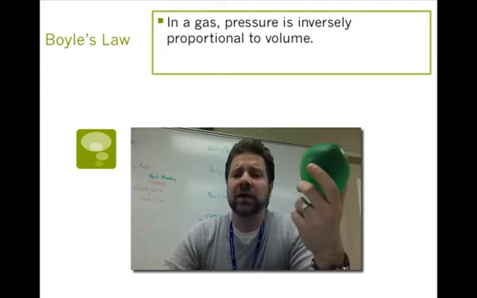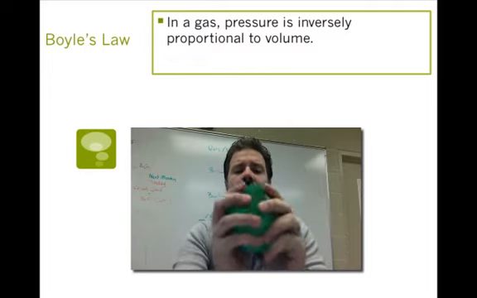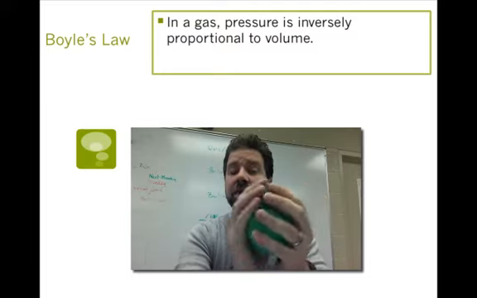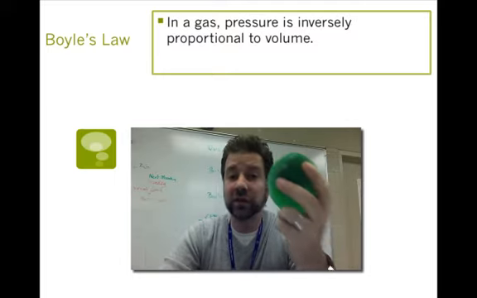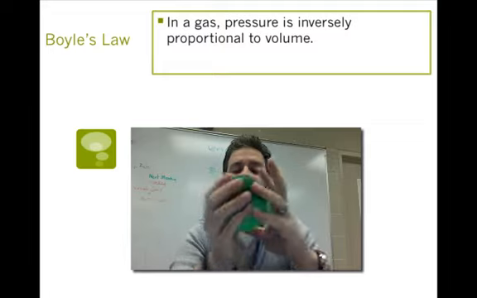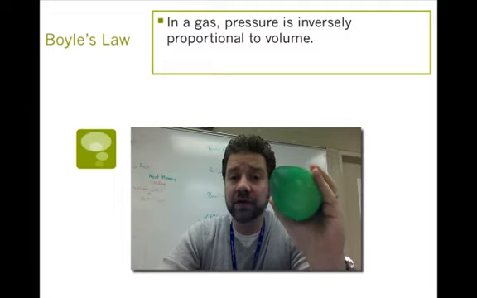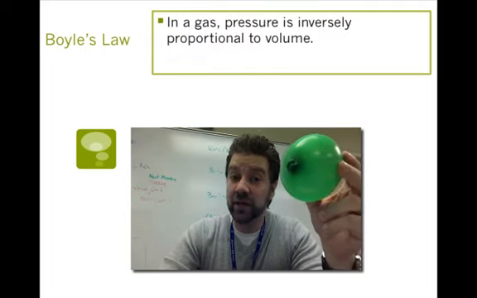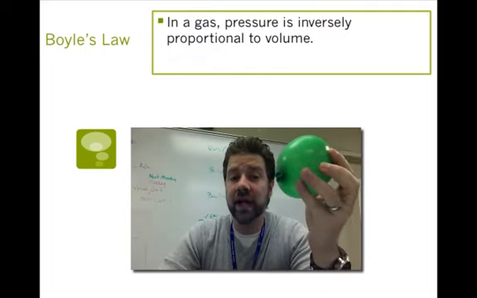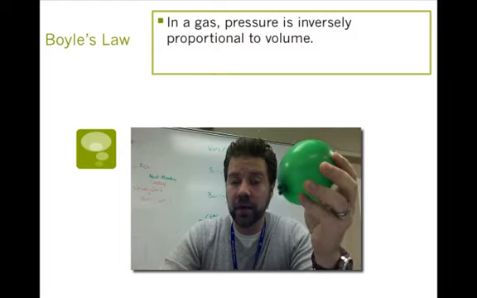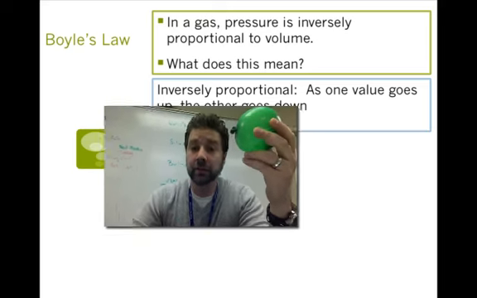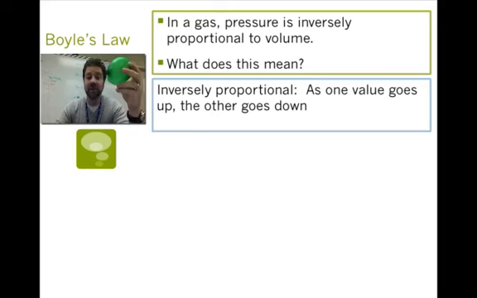Now, how does that work with me squeezing a balloon? Well, as you saw, when I was squeezing the balloon, I was trying to make the volume smaller. And by doing that, the balloon resisted me because we have a trapped gas. As I attempted to make the volume decrease, the gas particles inside my balloon started colliding with each other and, more importantly, the walls of this container, which increased the pressure. So when we say a relationship is inversely proportional, it means that as one value goes down, the other one goes up.